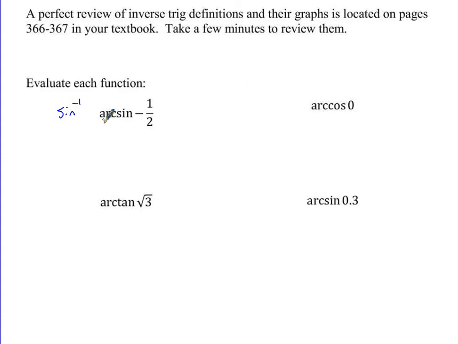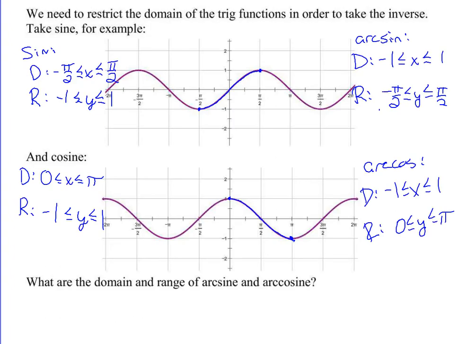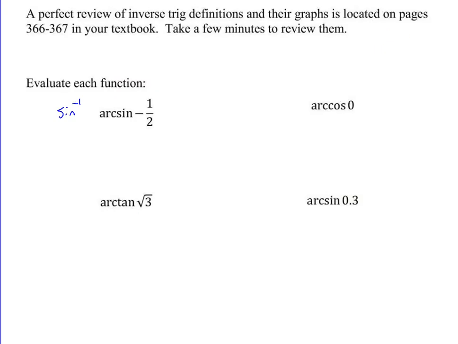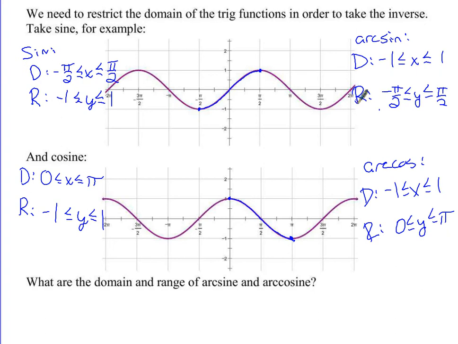In other words, where is sine negative 1/2 on the unit circle? But we also have to consider where the arc sine actually exists. So we have to go back to what we just did over here with the domain and range. For arc sine, our domain, the value that we plug in, has to be between negative 1 and 1. In our problem, it is. Our answer that we get has to be between negative pi over 2 and pi over 2. So when we get an answer, we have to make sure that it falls within the range that is required.